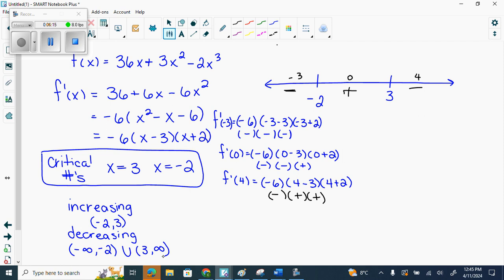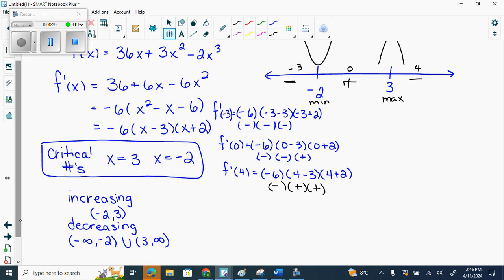All right. Then I told you to tell me if it's max or min, right? So this one up here is decreasing, then increasing on the left and the right of negative 2, so that's a minimum. And then this one is increasing to decreasing, so it is a maximum. We agree? All right. So I know that I have a min at negative 2 and something, something. I just don't know what that something is. And then I have a max at 3 and something, something. I just don't know what that something is.